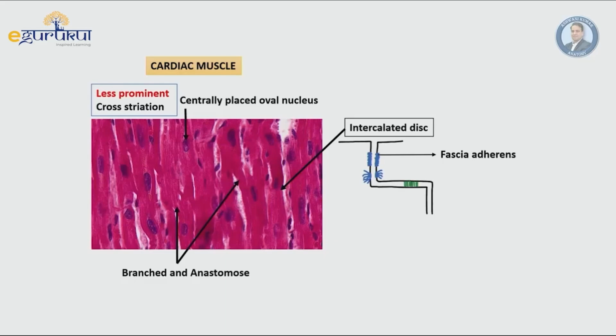Fascia adherens is present in the non-epithelial tissue. So obviously we're talking about the cardiac muscle, so that's a non-epithelial tissue. So we have fascia adherens here. They're also connecting the actin filaments of both sides. Then we also have the desmosomes.